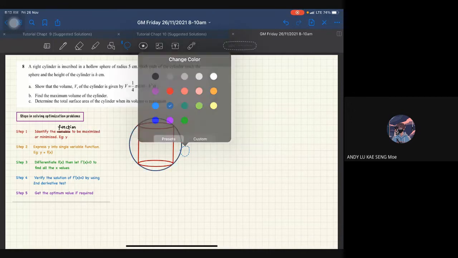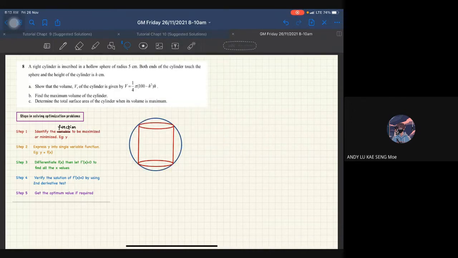So dia punya radius adalah 5 cm. So itu adalah radius of the sphere, I believe. Okay, and then dia kata both ends of the cylinder touch the sphere. So betul lah yang saya lukis ni. Dia sentuh dekat semua tempat. Dia kata height of the cylinder is h cm. Dia tak bagi kita exact height, daripada sini sampai sini adalah h.